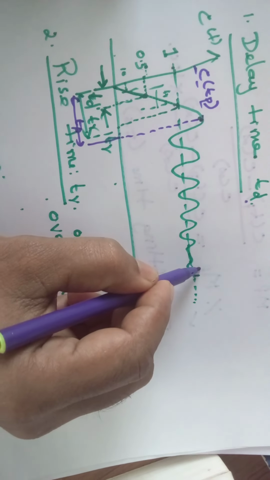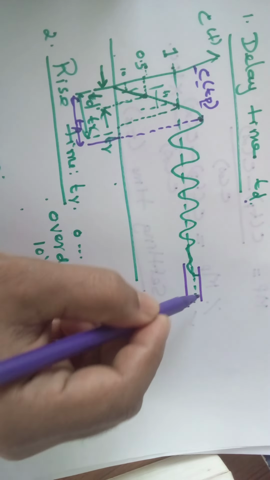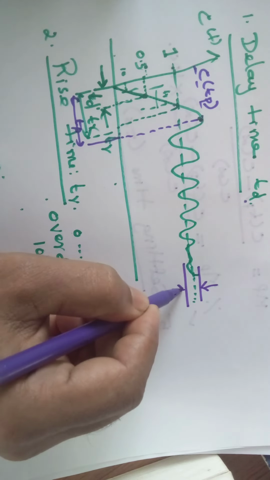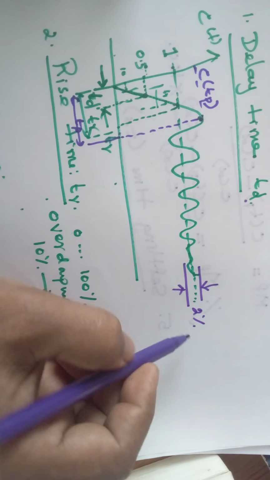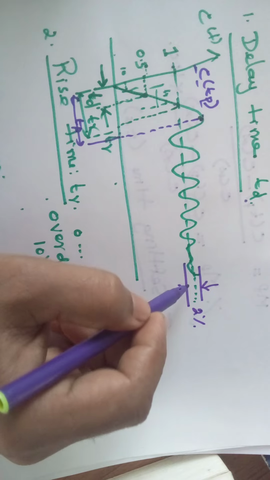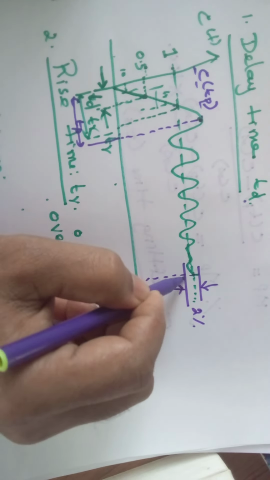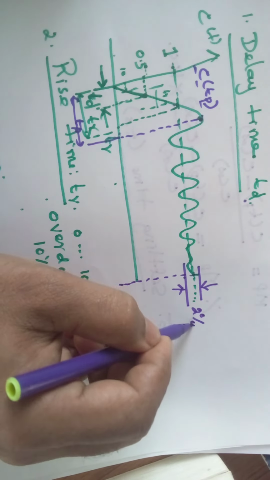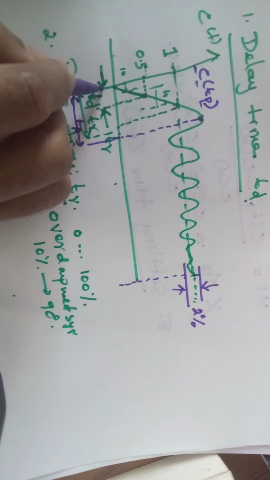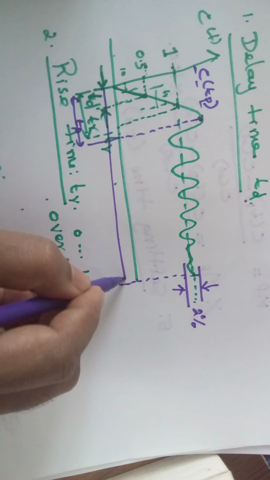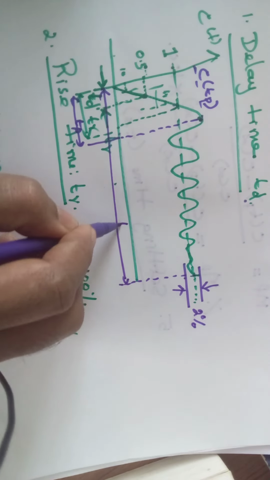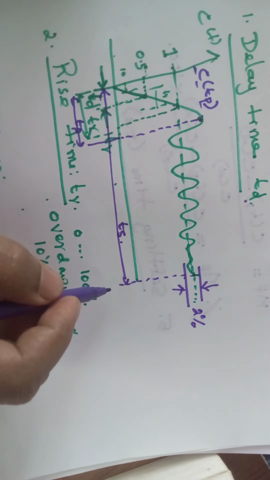For example, just look at this diagram. Suppose you have specified the error as 2%. Then the time taken for the response to reach within this 2% specified error, the time starting from this point to this point, is known as your settling time, TS.